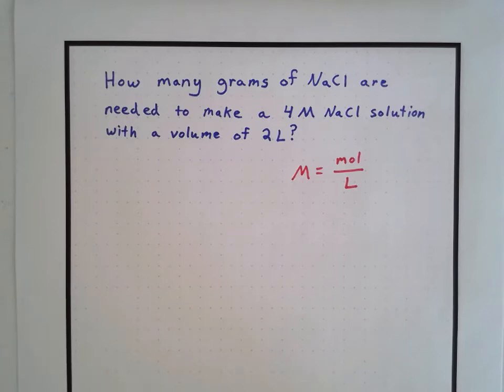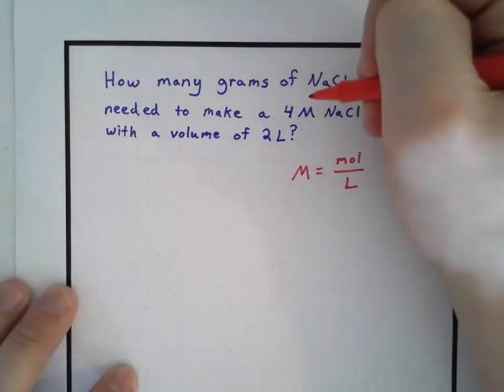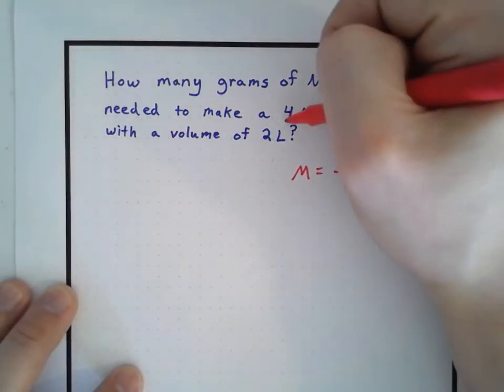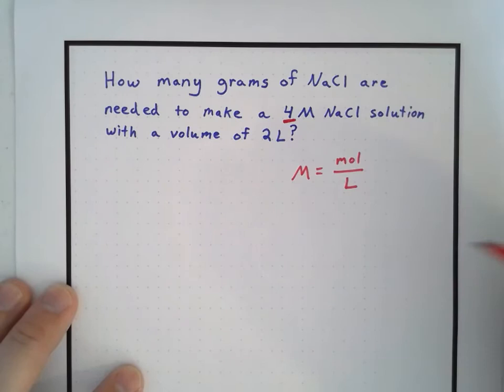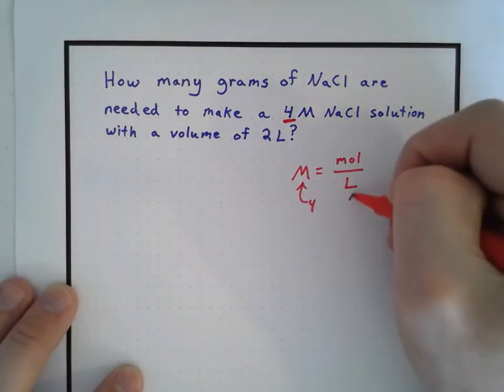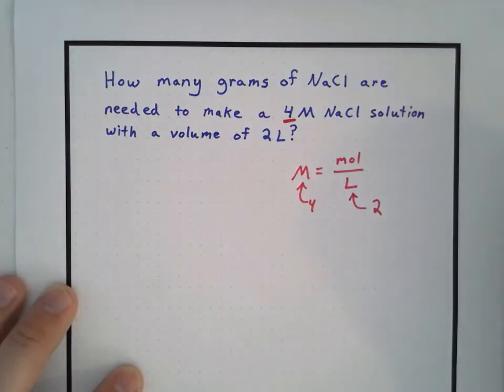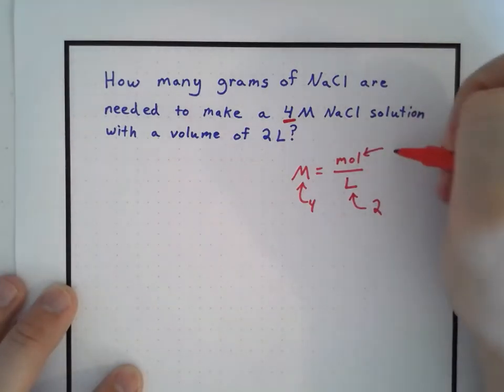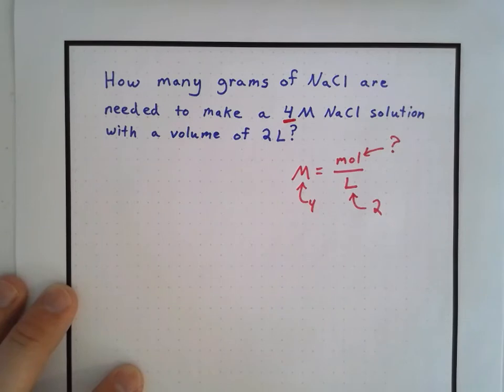So one thing you need to realize in this problem is what information is given to you and what information you'll need to solve for. We can see here that the first number given to us is 4, and 4 of course is the molarity, so 4 will go in for M in the formula. The other thing given to us is the volume of the solution, and that's 2 liters. So again, this will go here in the formula. What we're actually solving for is going to be the moles. So we'll have to solve for moles of sodium chloride.